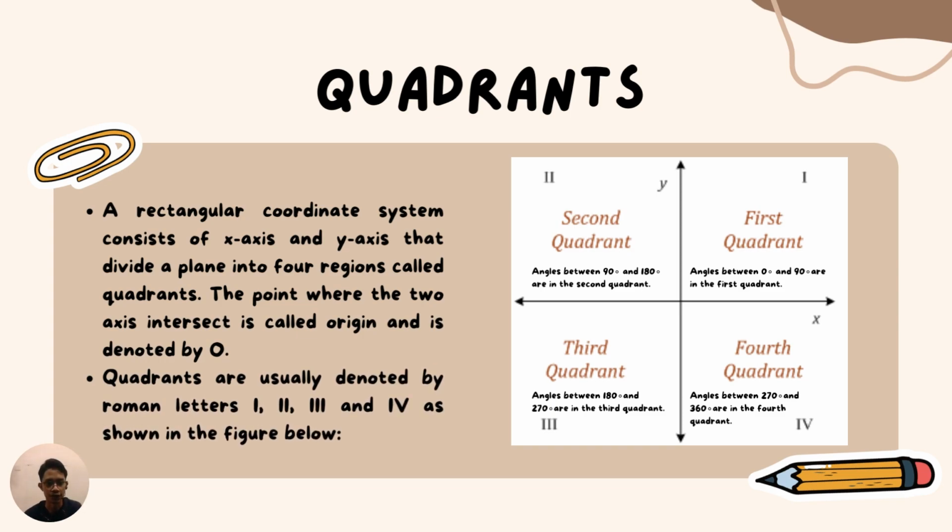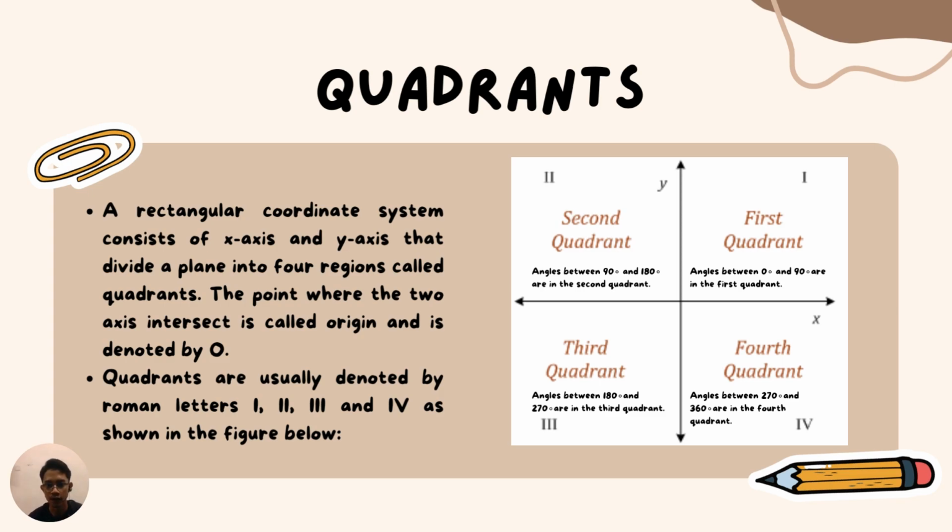So I will explain about the quadrants. First things first, a rectangular coordinate system consists of an x-axis and y-axis that divide a plane into four regions called quadrants. The point where the two axes intersect is called the origin and denoted by O. Quadrants are usually denoted by Roman numerals 1, 2, 3, and 4 as shown in the figure below.